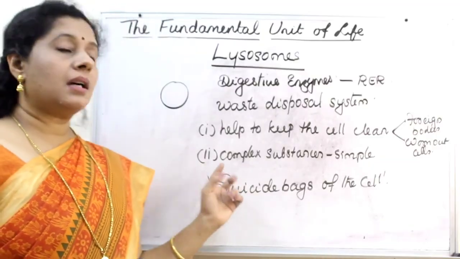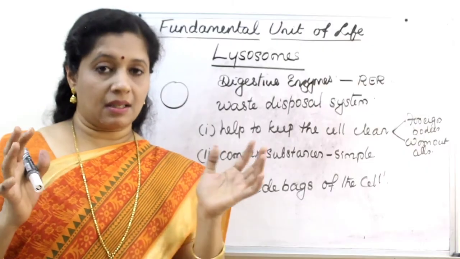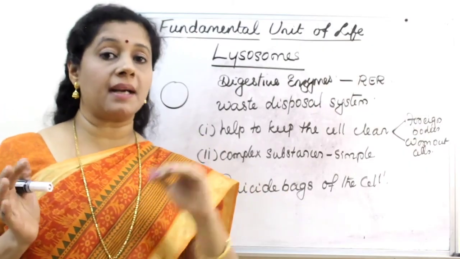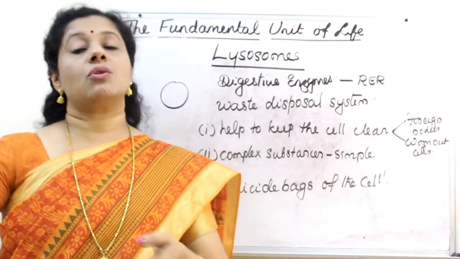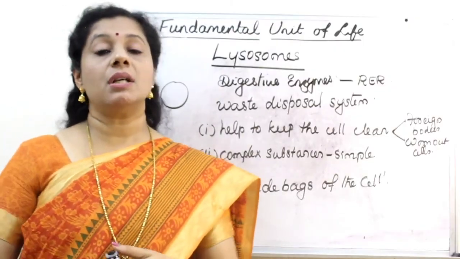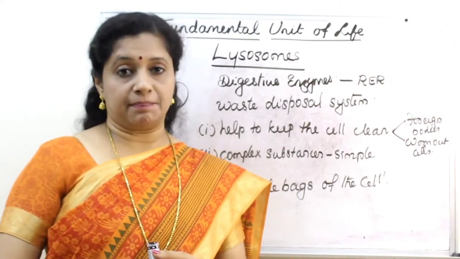And also they can break down, since they have enzymes, the complex sugars. Just now we told that in the Golgi apparatus, simple sugars are made complex. Now it is time for breaking up. So complex sugars are broken down into simple sugars so that the cell can easily use them or remove them.